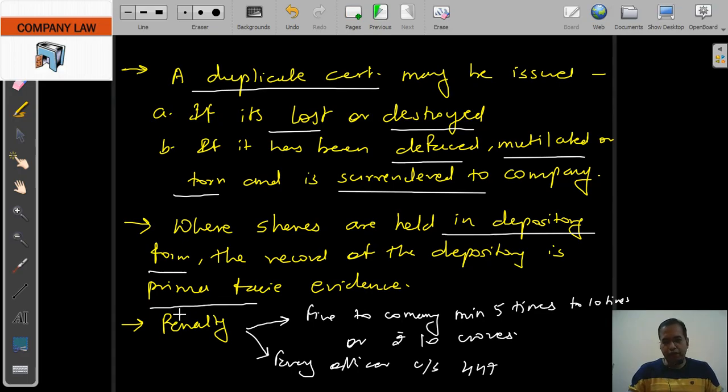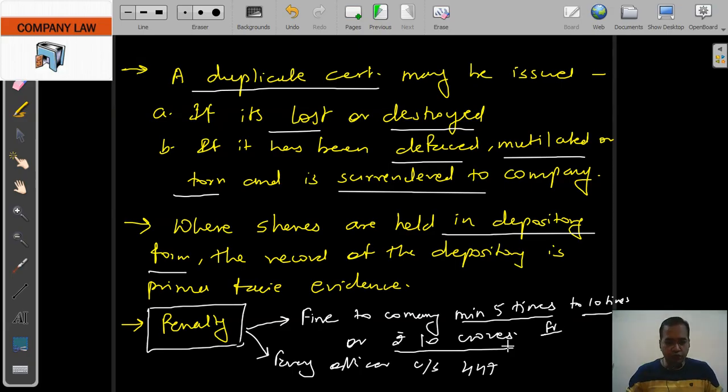Penalty is very important: what may be the penalty if any company goes for contravention? The penalty is very huge. Let me correct the word so that there won't be any mistake. There can be a fine levied on the company, minimum 5 times to 10 times the face value of the shares, or rupees 10 crores. 10 crores is a very huge amount.